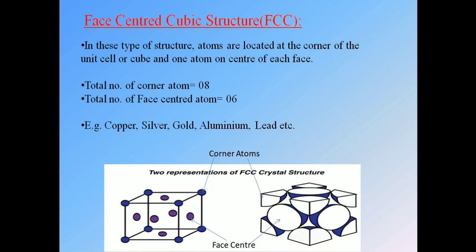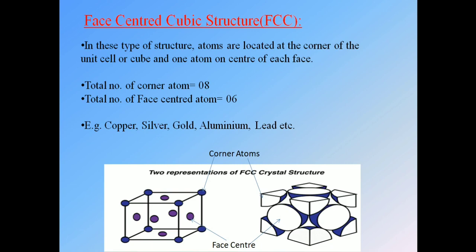So see, at the corners we have a total of 8 corners, and we place 8 atoms in blue color. So the total number of corner atoms is 8. As our cube has 6 faces, I placed a violet sphere at the center of each face. So we have a total of 6 face centered atoms. Are you getting it or not? The total number of corner atoms is 8, and the total number of face centered atoms is 6.